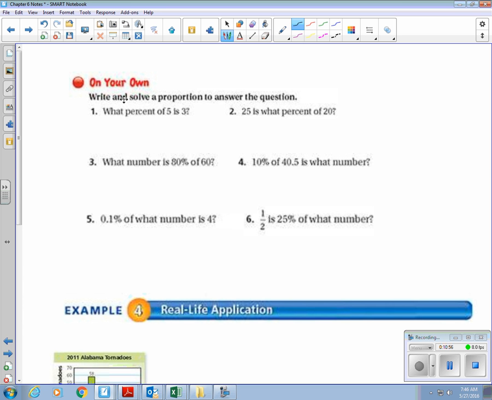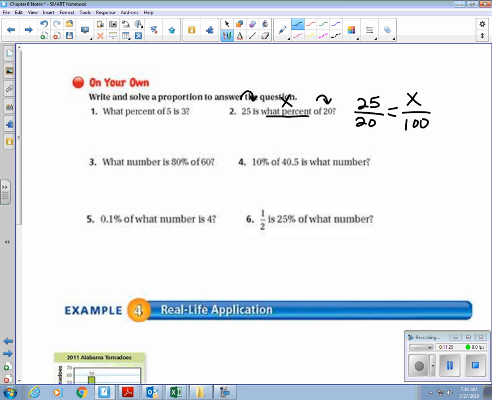Number 2, sorry. 25 is what percent of 20? 25 is connected with the "is." They're asking for the percent. What percent? And "of" is giving us the whole amount, so 20 is the whole amount. So let's go ahead and set this up. So the part is 25 because that's what the "is" is connected to. The "of" is the whole, and that's 20. And that's equal to some percent. All right, some x over there.